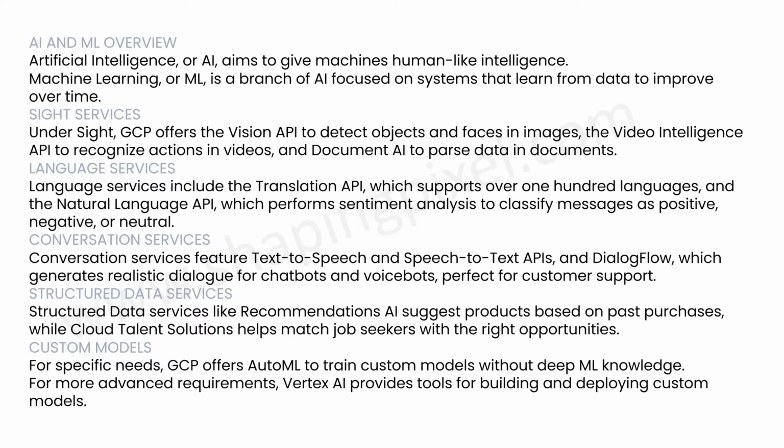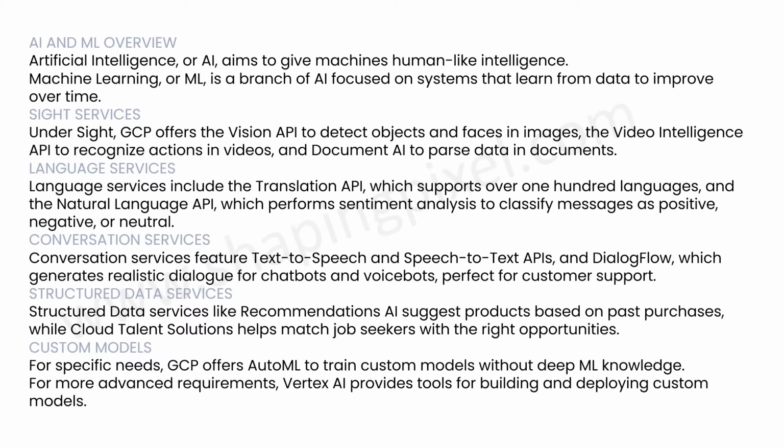Google Cloud Platform or GCP offers some of the most exciting services in artificial intelligence and machine learning. Let's dive into what makes these services stand out. Artificial intelligence or AI aims to give machines human-like intelligence. Machine learning or ML is a branch of AI focused on systems that learn from data to improve over time.